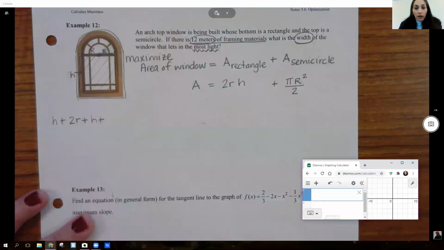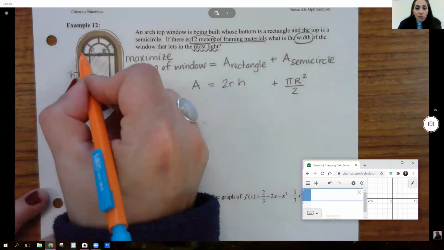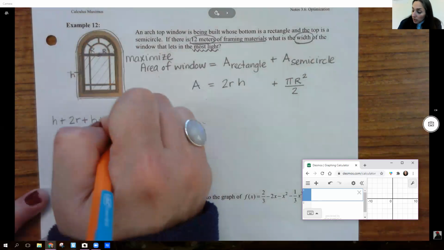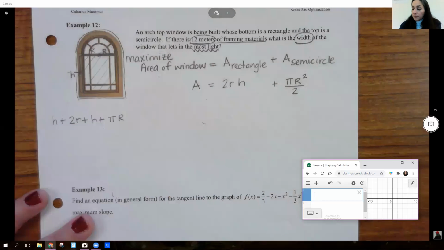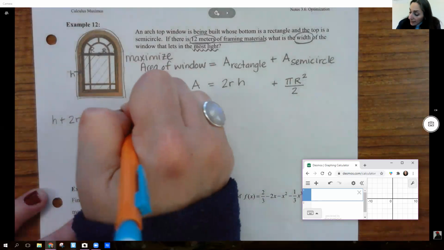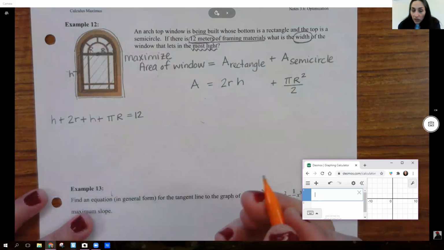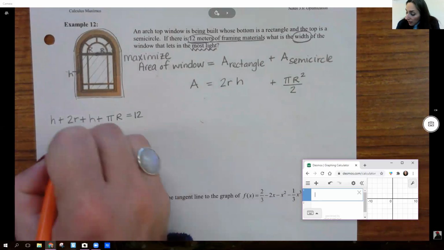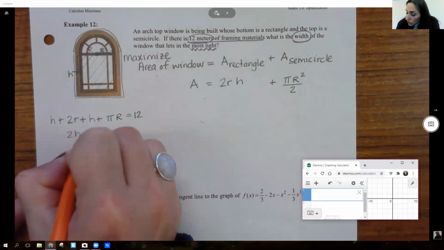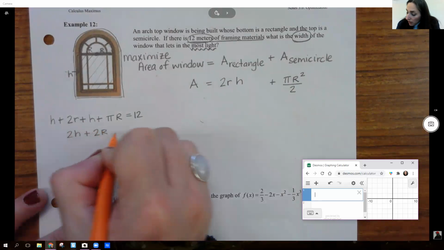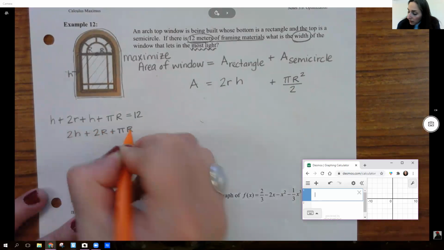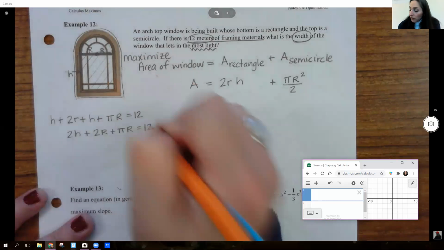So all the way around the circle would be the circumference, which is 2 pi r. But we're only going halfway around. So that would be 2 pi r divided by 2, which would just be pi r. Okay, now that has to add up to 12. So you're going to combine like terms as much as possible. So we have 2h plus 2r plus pi r equals 12.